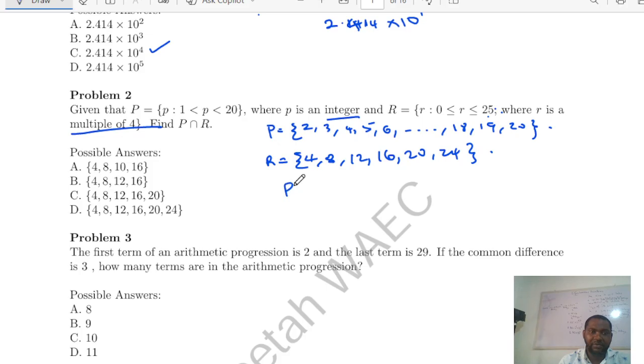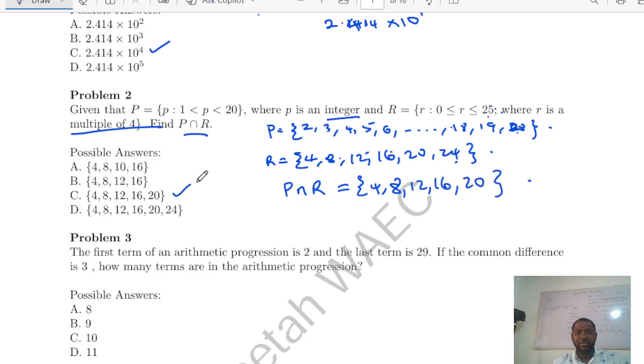Now, when we are to find P intersection R, which is what we are asked to find, it means common numbers. So 4 is common, 8 is common, 12 is common, 16 is common, 20 is common. The only thing that is not here is 24. So that means the answer would be 4, you have 4 here, you have 4 here, you have 8 here, you have 8 here, and so on. So you have 8, 12, 16, and 20. That's the answer. So the answer to that question is C.